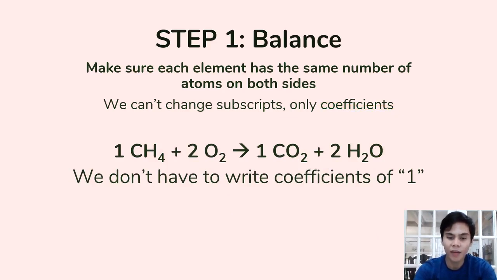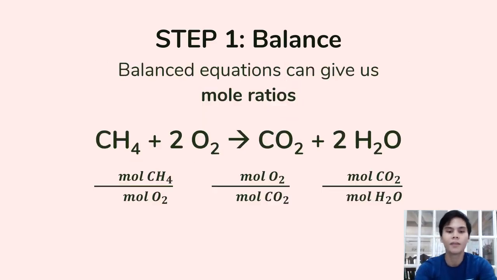So when we have our balanced equation, we have 1 CH4, 2 oxygen molecules on the reactant side, 1 carbon dioxide on the product side, and 2 water molecules on the product side. Now take note that we don't have to write coefficients of 1. They are actually invisible. It's understood that your coefficient is 1 if you don't write it on your compound.